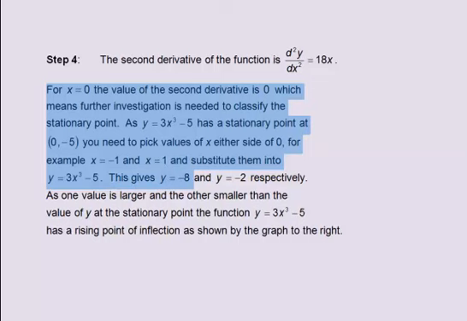This gives y equals minus 8 and y equals minus 2 respectively. As one value is larger and the other smaller than the value of y at the stationary point, the function y equals 3x cubed minus 5 has a rising point of inflection, as shown by the graph to the right.